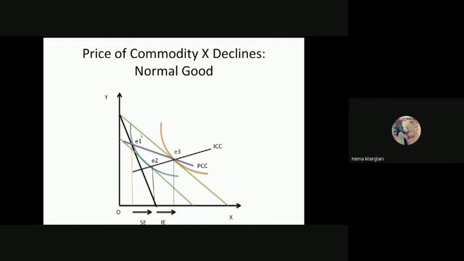But if there is a change in the economy, what is the change? The prices are shuffled. The price of commodity X is now declining because it's a rightward shift. This green line is a new price line. So this X commodity indicates that the price has declined. So the consumption would now shift from E1 to E2. Now the question is, to reach from E1 to E2, what will you do? See, this green line is a new budget line.